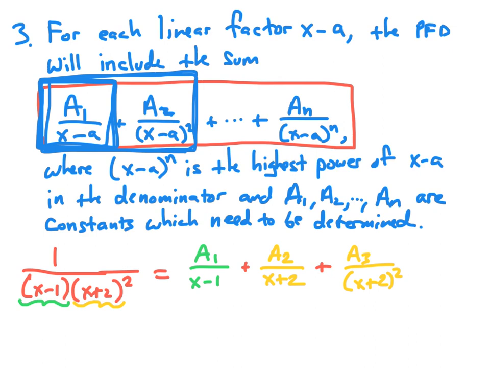And so this particular rational function will have a partial fraction decomposition of the form constant over x minus 1 plus another constant over x plus 2 plus a third constant over (x plus 2) quantity squared.